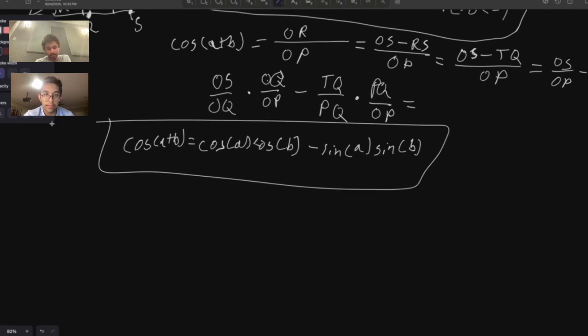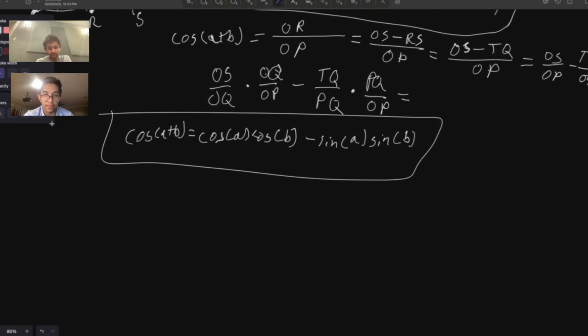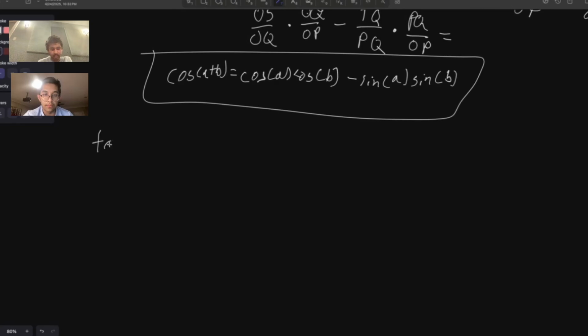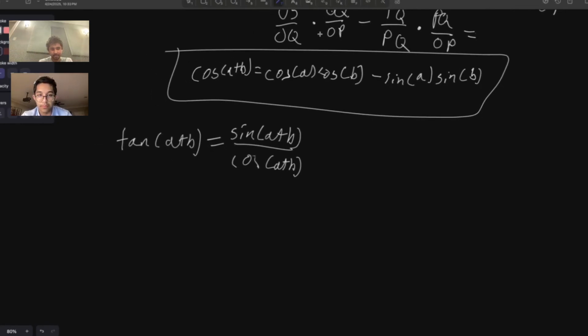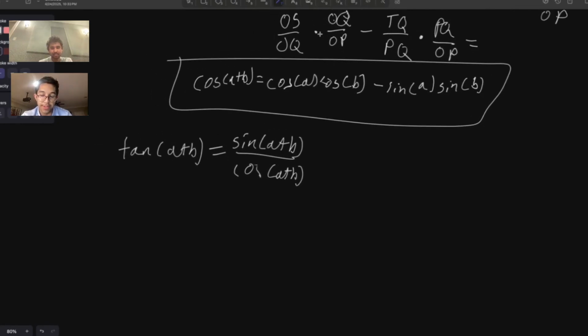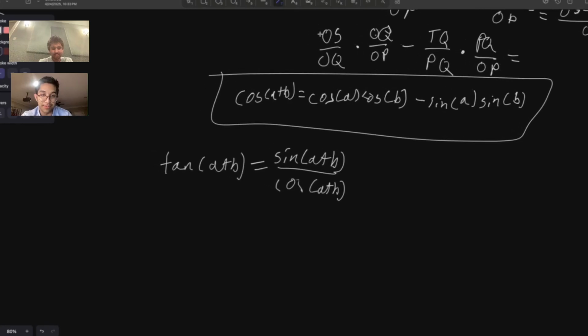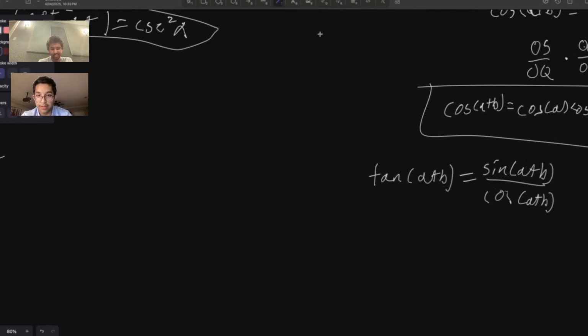Now, if we want, we can try to find what tangent A plus B should be. Now, what is tangent in terms of sine and cosine? Sine over cosine. Yes. So, do you understand why? No, I don't understand the reasoning behind it. It's just a simple thing we learned as part of trig.